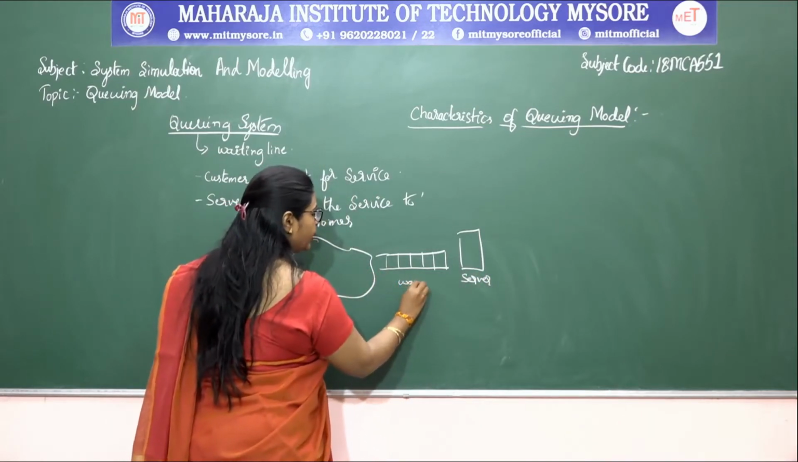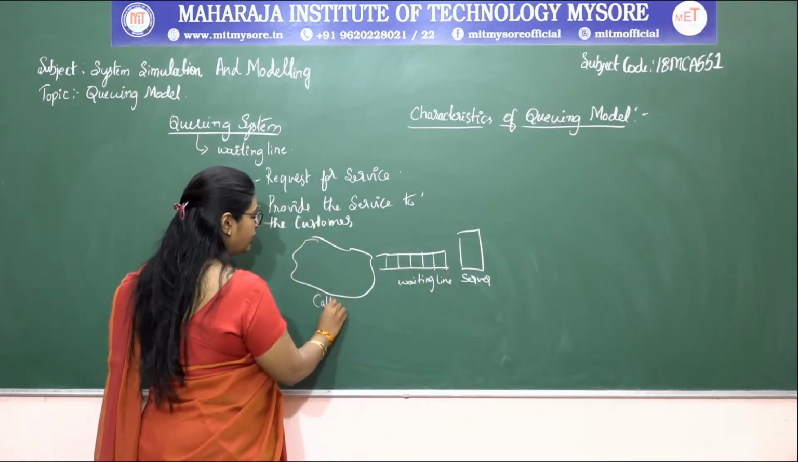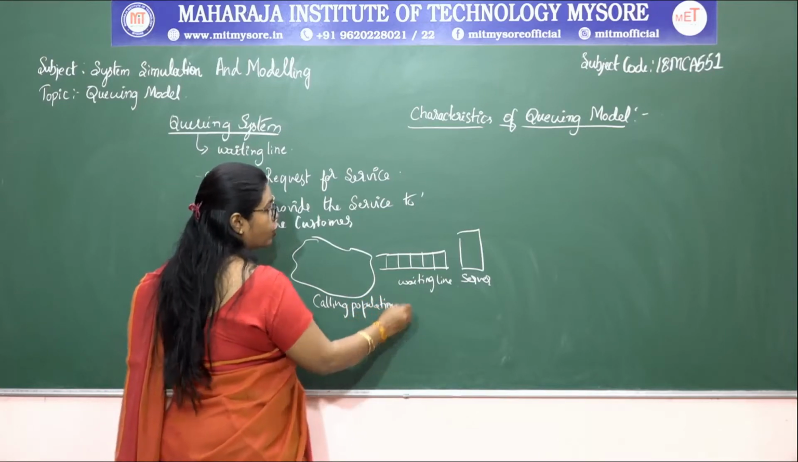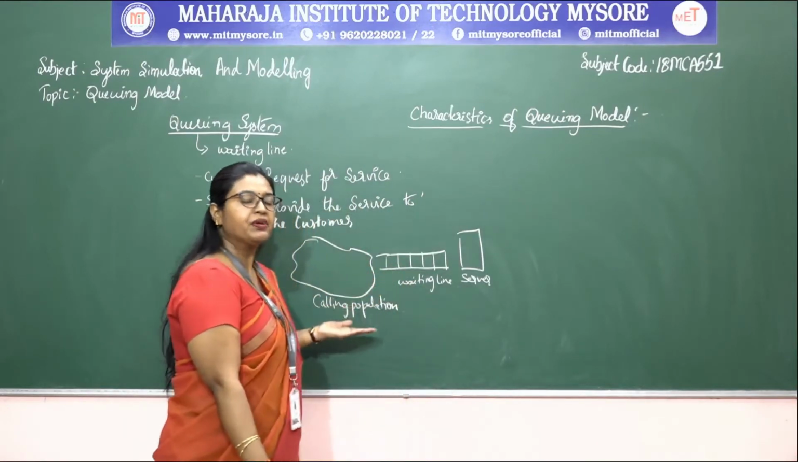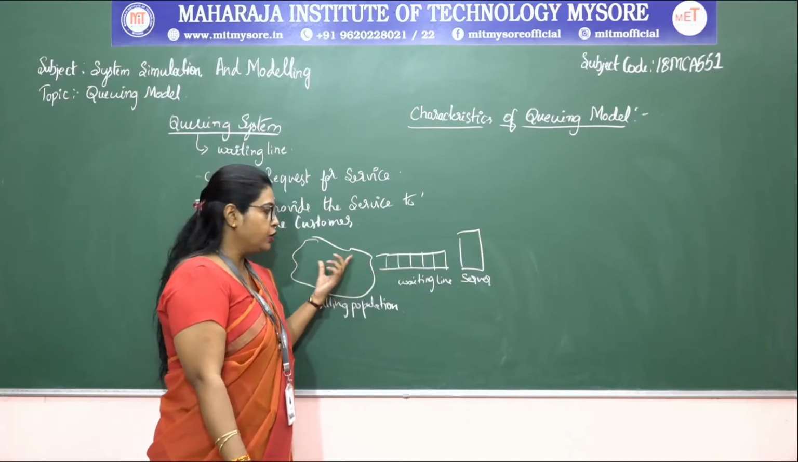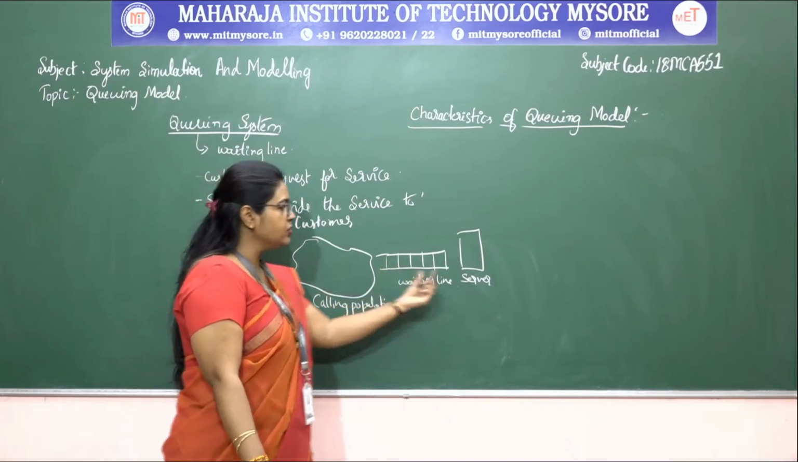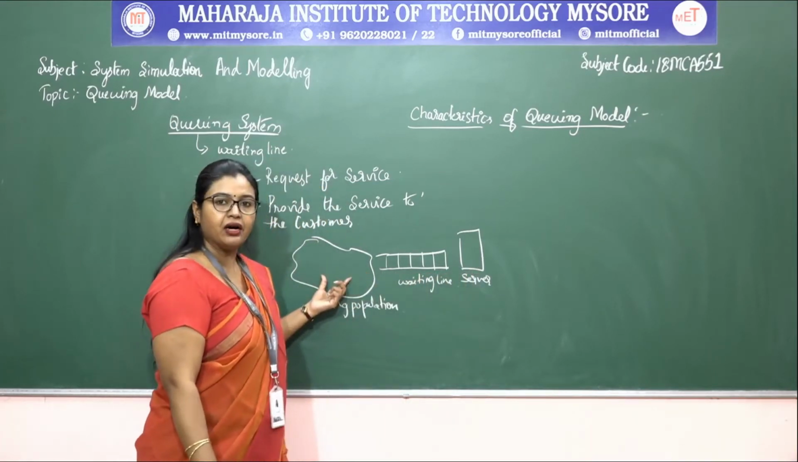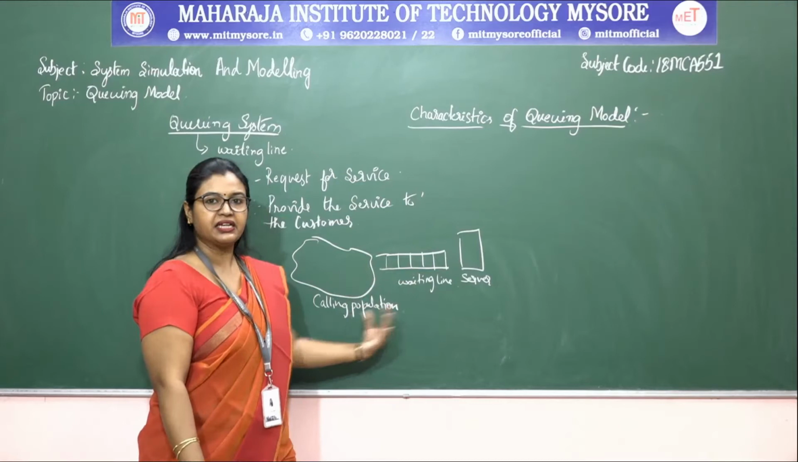So this will be the waiting line, and this is called the calling population. Whatever elements or characteristics we have in a queuing model can be represented in a simple diagram itself. Whatever diagram I have used here is the example for a single channel queue. Why? Because here we have only one server and we have a queue, and then we have a calling population. That means the entire system can be represented like this.